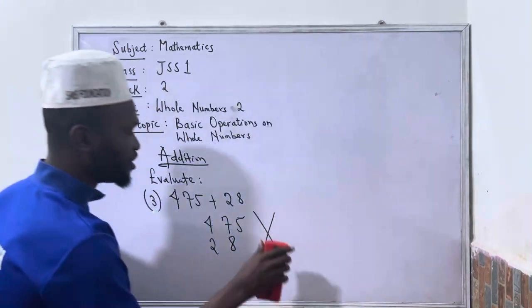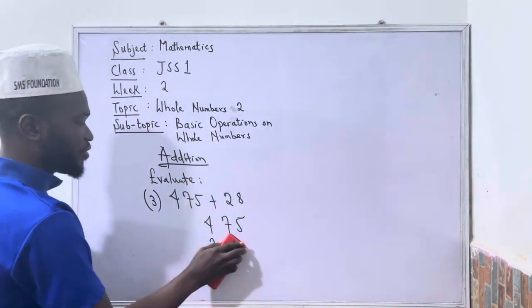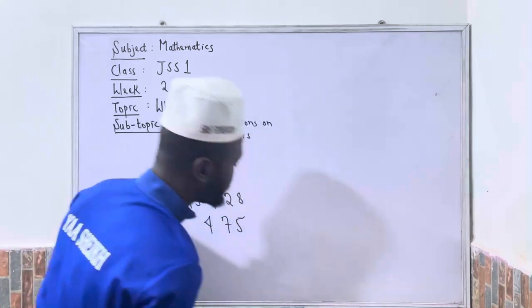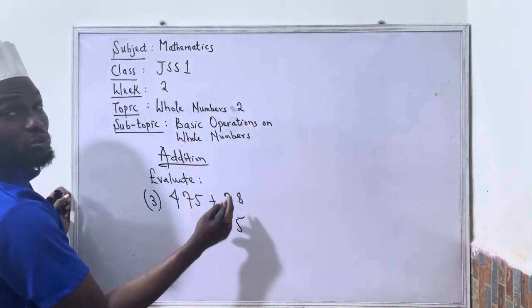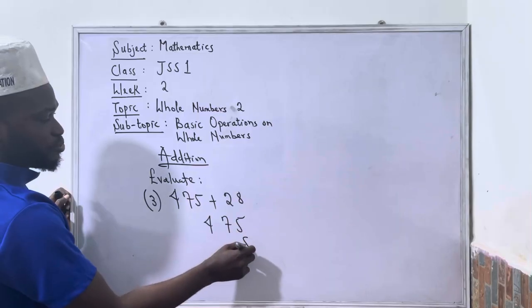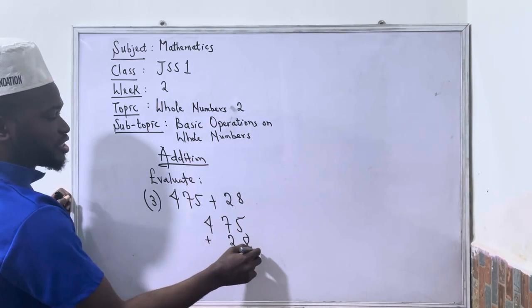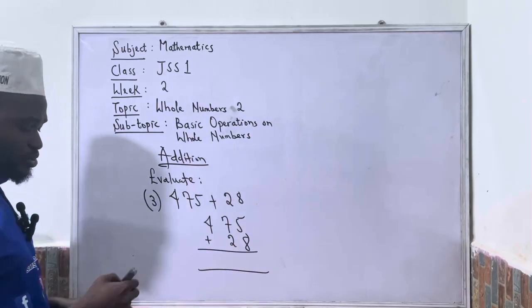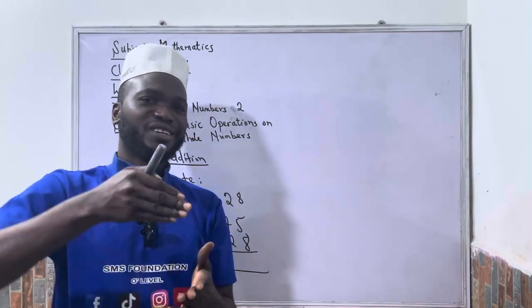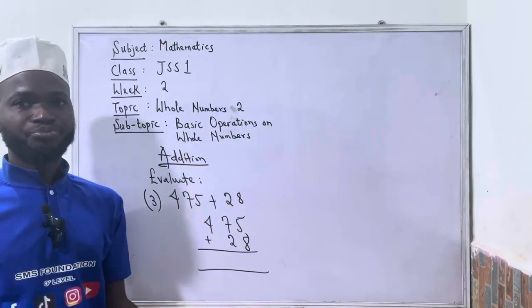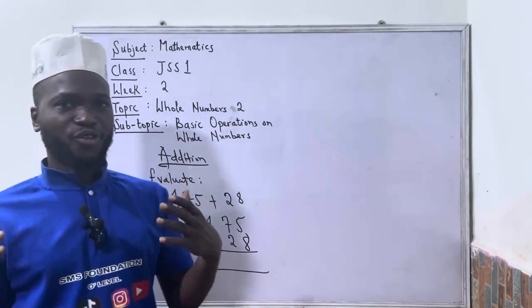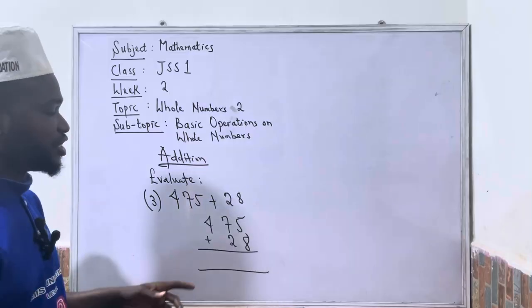So we need to rearrange this. Therefore, for this to be effectively done, I have to put 8 here, then I put 2 here. The same thing goes with subtraction. Subtraction also needs you to arrange properly. So even multiplication too, for safety purposes, you have to arrange it properly.